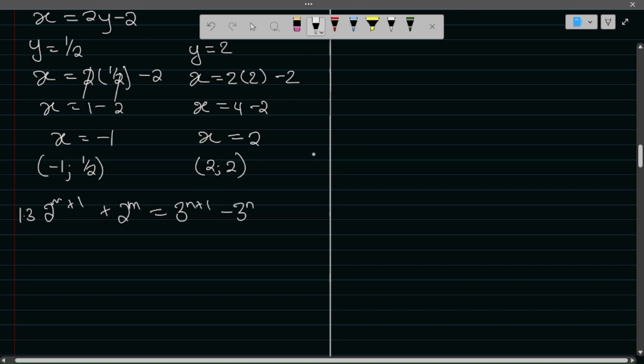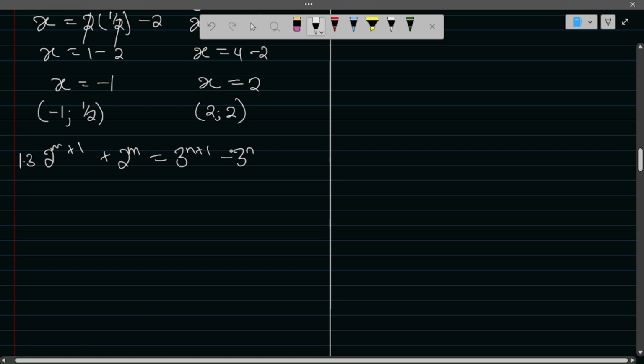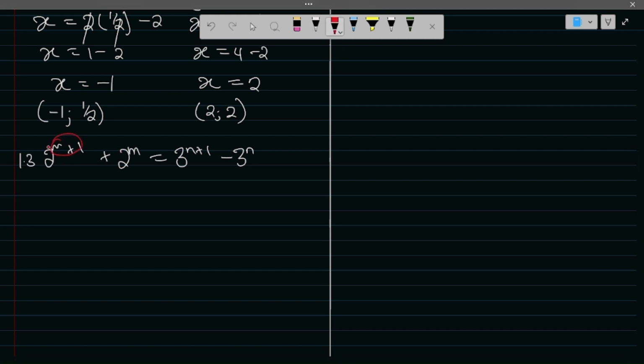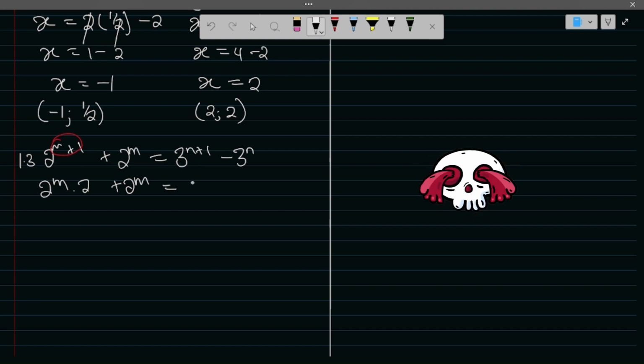So basically what you do, guys, this is an equation of exponents, right? You focus here. The first thing you need to solve is this m plus 1. So we solve it like this: it becomes 2^m multiplied by 2 plus 2^m. Same thing on the right hand side: it's going to be 3^n multiplied by 3 minus 3^n, right?